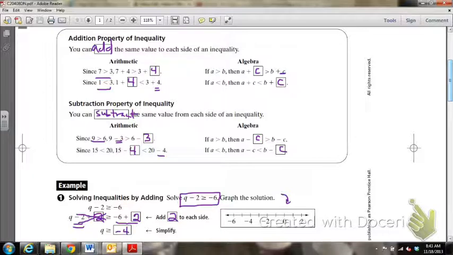So now I'm going to graph this on a number line. I'm going to put a dot at negative 4, and I'm going to close it in because I have a line underneath my inequality symbol. Okay, now this says Q is greater than or equal to negative 4, and the numbers that are greater than negative 4 are to the right. So there's your first example. So pause the video and fill all this in before moving on to the next part.